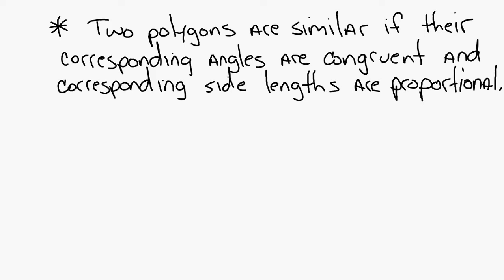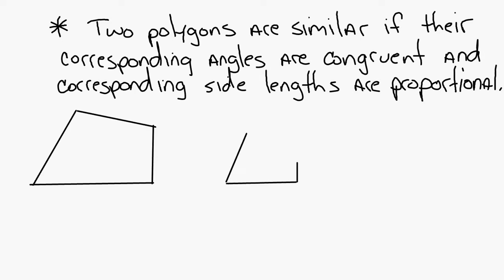In that picture there, you've got two quadrilaterals. You've got the bigger one on the left that looks like this, and then a smaller one right next to it that looks like this. The one on the left is ABCD, and the one on the right is WXYZ.